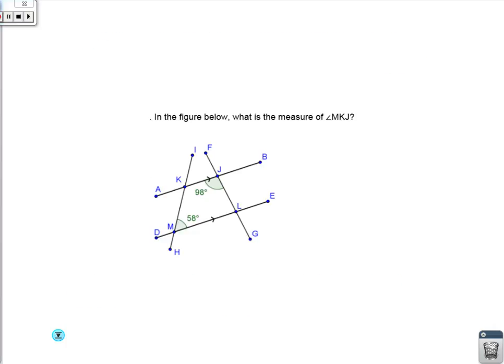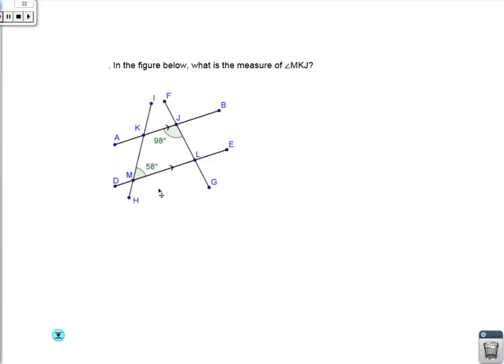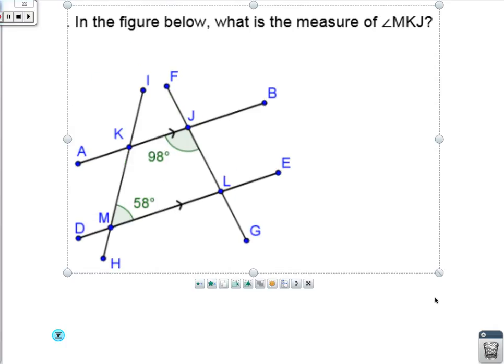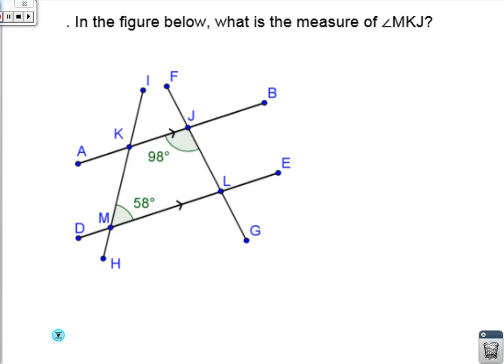Another? And this will be our last one. In the figure below, what is the measure of MKJ? MKJ would be this angle. You can see the green there, 58 degrees, 98 degrees. What's going to be the relation? Is there a relation between 98 and the other mark?